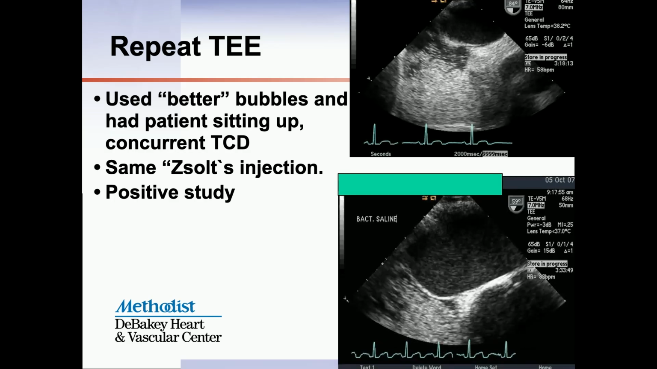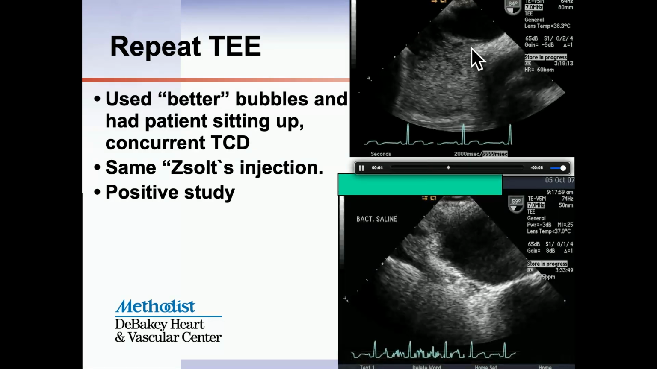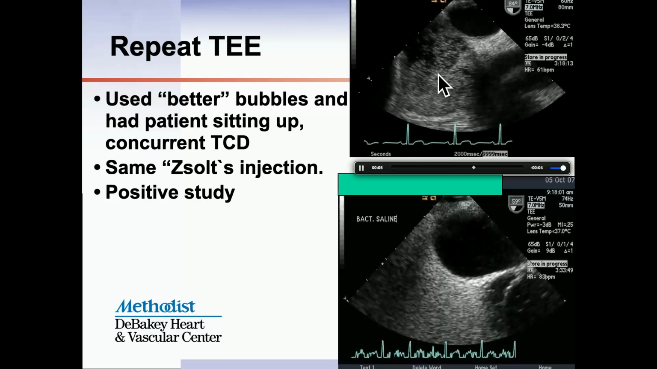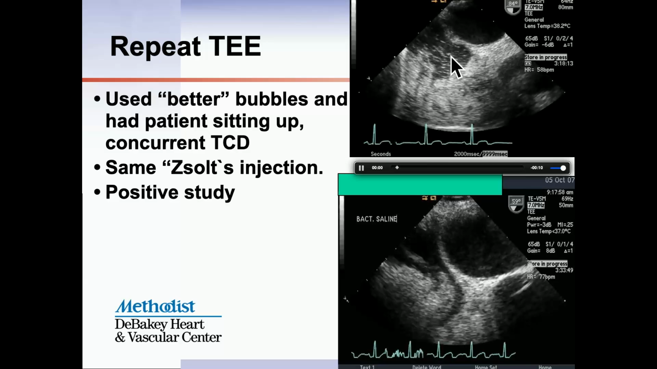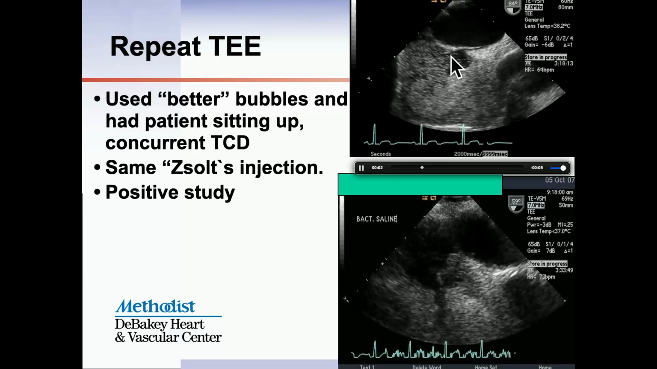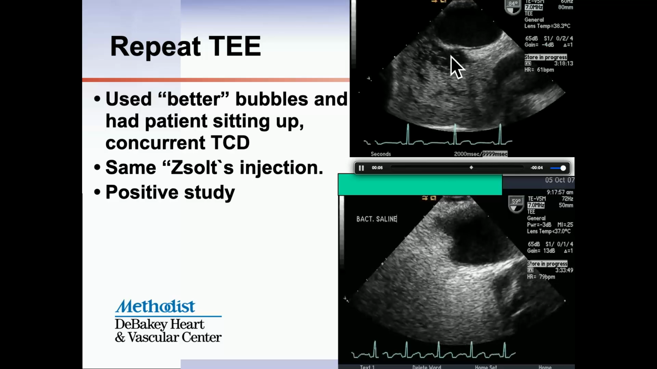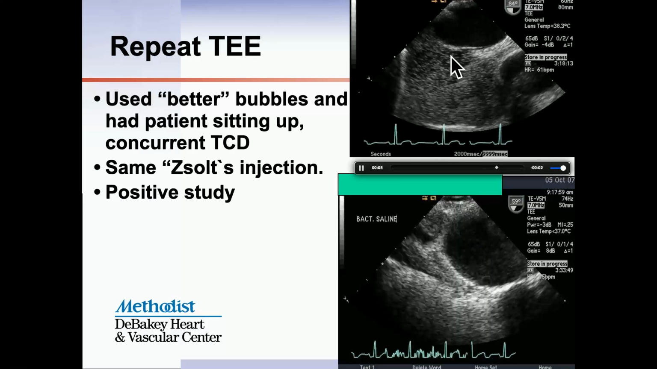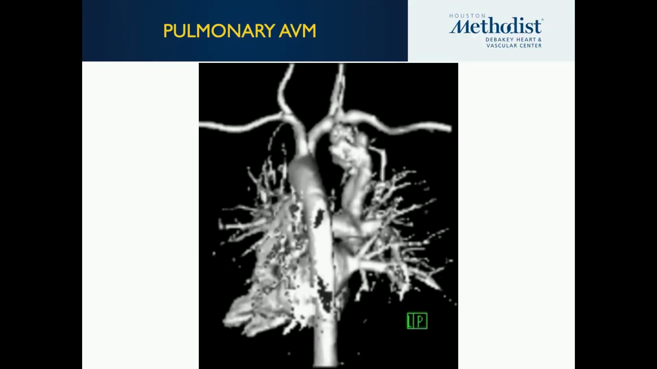So this is where, again, the original TEE was a little bit of gray, not as white, and did not cross. Maybe the Valsalva wasn't strong enough. So those are the differences, again, in how you do the protocol. And again, you can do the TCD at the same time. You will save bubbles. You will save IV access because you can do the TCD at the same time.